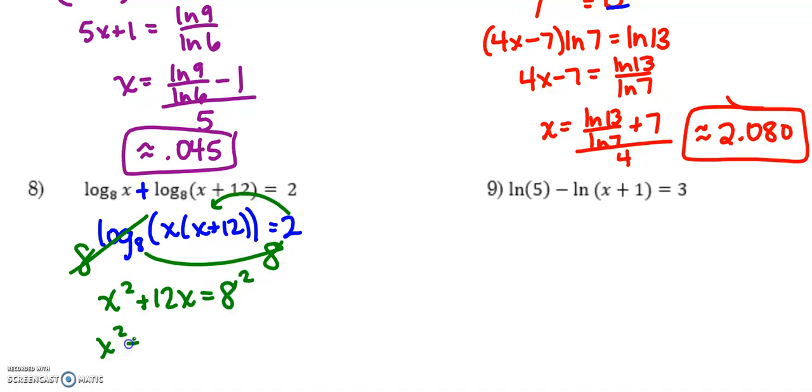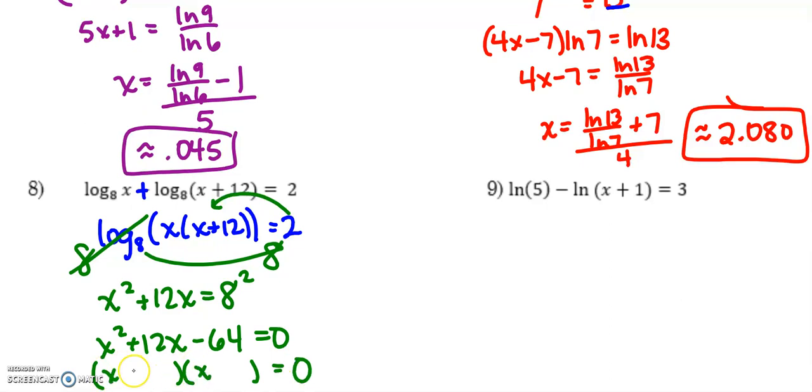So that means that x squared plus 12x minus 64 is equal to 0. Thinking about factoring, that's going to be positive 16 and minus 4. So x equals negative 16 and x equals 4.